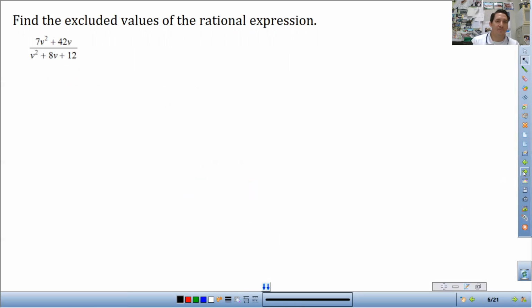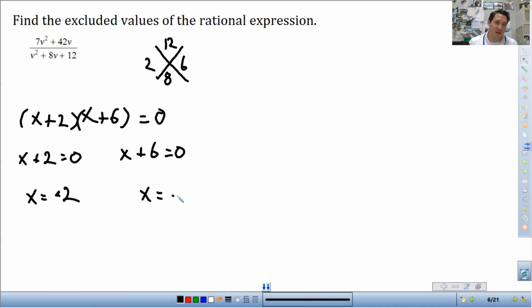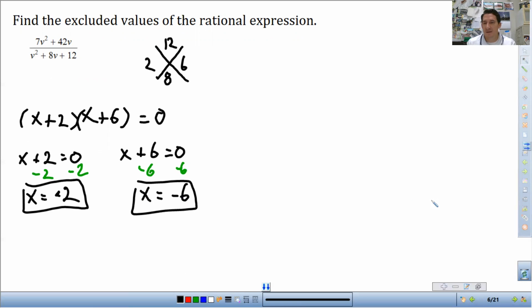Next one, take the denominator. Instead of writing it out there, I'm going to factor it first. So it's 12 and 8. Factors of 12 that add to 8, that's going to be 2 and 6. So the factors for the bottom are x plus 2 and x plus 6, and then I set that equal to 0 and solve. So it's x plus 2 is equal to 0, x plus 6 is equal to 0. Subtract 2 from both sides, you get x equals negative 2. Subtract 6 from both sides, you get x equals negative 6. So the two excluded values are negative 2 and negative 6.